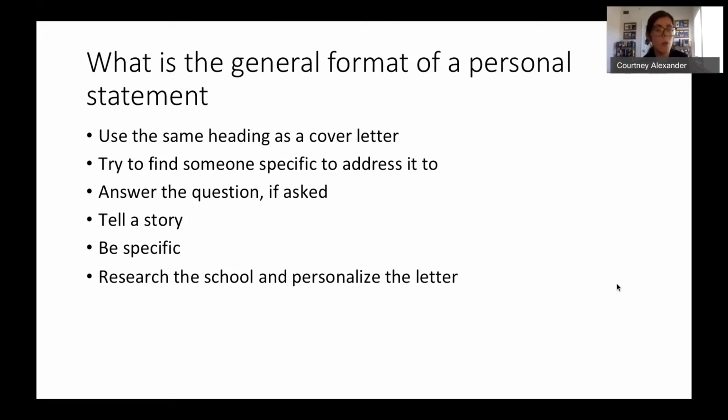Maybe they have a global outlook and they like to partner with people across the world. Bring that up and explain why you're a good fit. So you want to sell yourself, but also sell yourself specifically to that school or program.